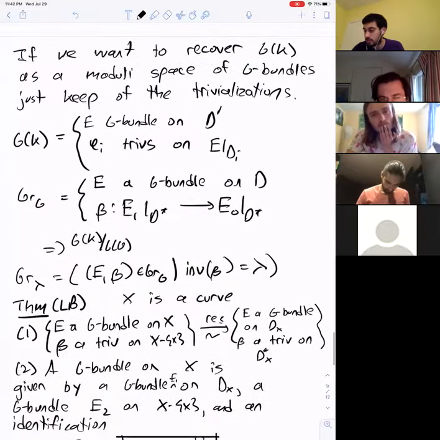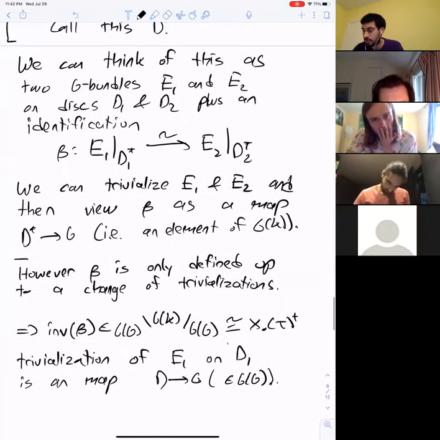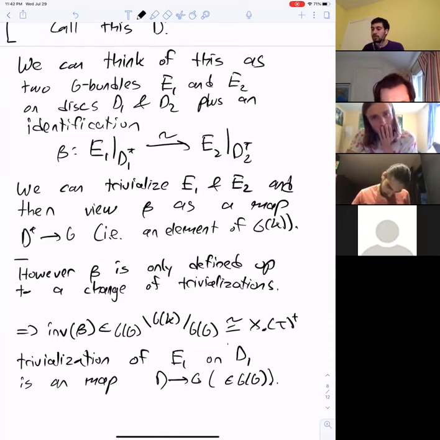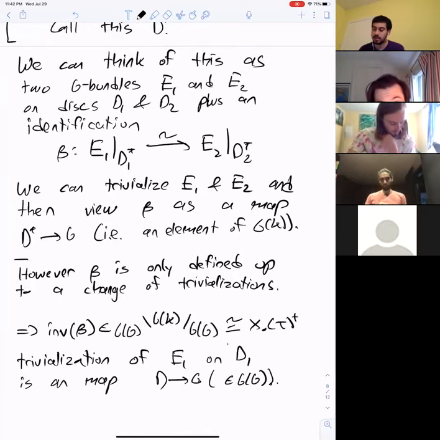Okay, we can definitely talk about that. So that's up here. Our starting data in this narrative, I guess, is a G bundle on D prime, which we were thinking of as D1 and D2 glued together away from their origins. And that data is the same as a G bundle on D1, a G bundle on D2, and an identification of those two G bundles away from the origin.